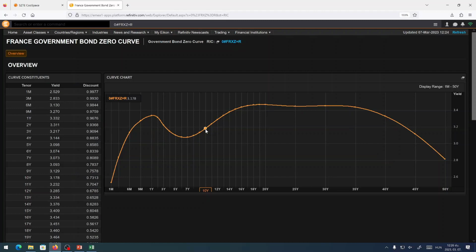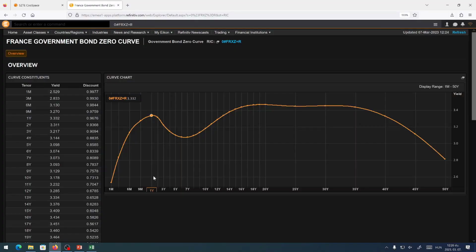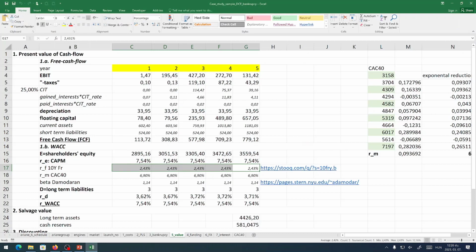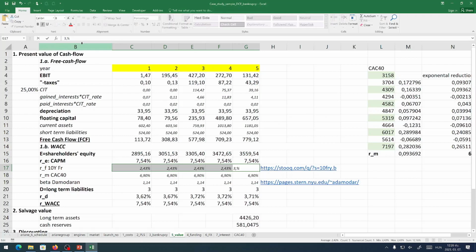So it can be reliable to say that. This data is from autumn, and you can see that it was just 2.4. So still, we can say that this one is increasing. 3.178. So we have to update this one.